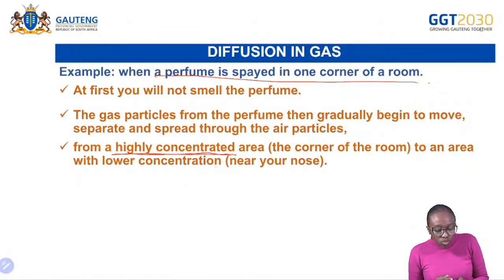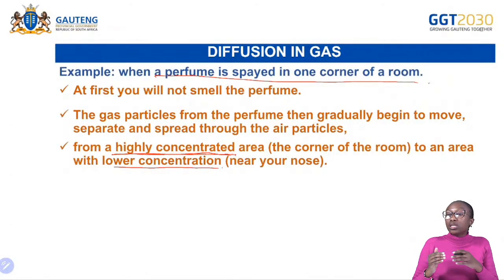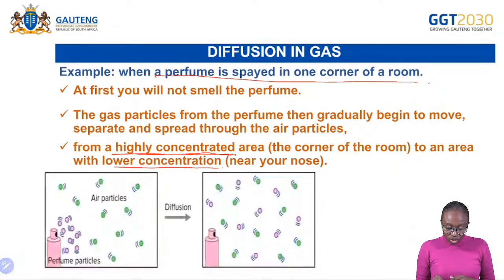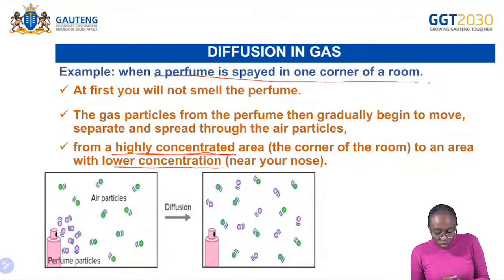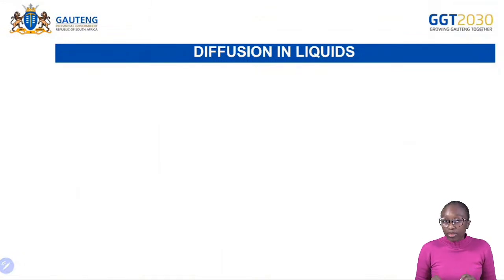And then they start to move where? To an area with lower concentration, which is your nose. If you're standing at an opposite corner, you will start to smell. This is a result of diffusion. So we have perfume particles being sprayed in one corner of the room, and then when diffusion happens, we have the perfume particles, the pink ones, and now they have filled up the room. Now everybody in the room can smell them.